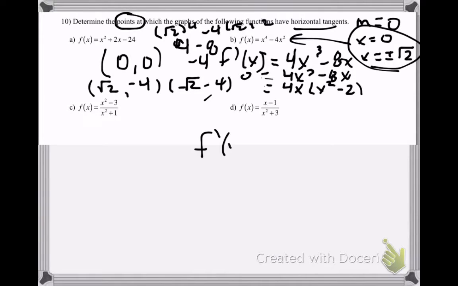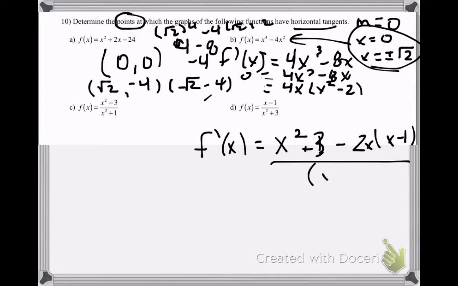The derivative of that function. Low, d high. Well, d high is 1, so low would just be x squared plus 3 times the 1. Minus high, d low. Well, the derivative of the denominator is 2x. And we're going to multiply that by the numerator, x minus 1. And we'll put all that over x squared plus 3, but this time we square it. Okay, we'll clean up the top.